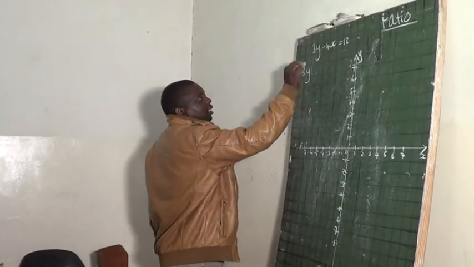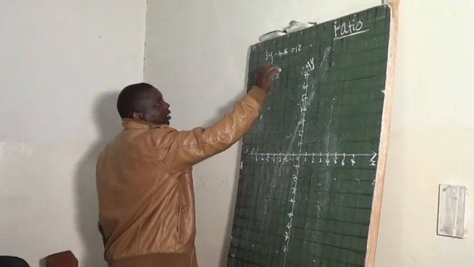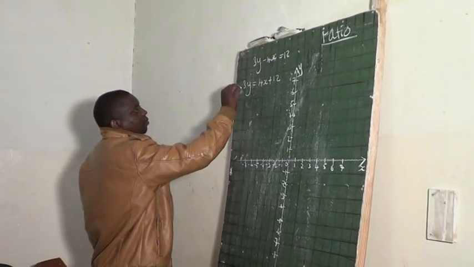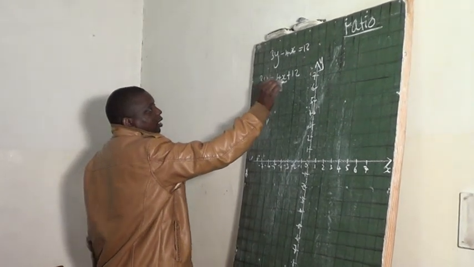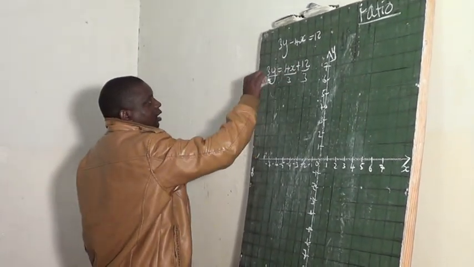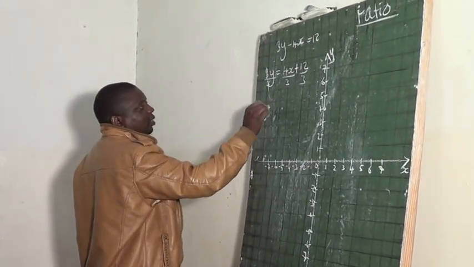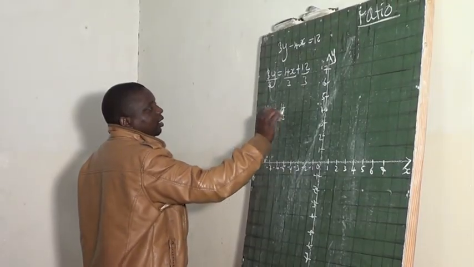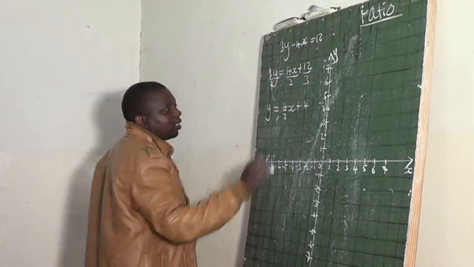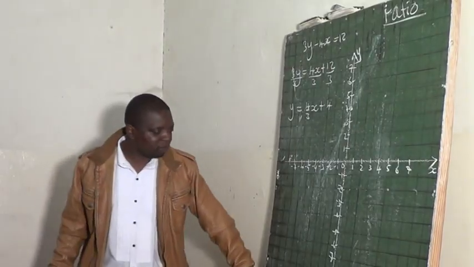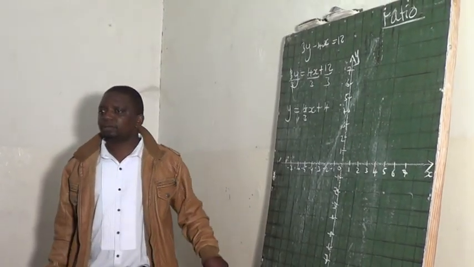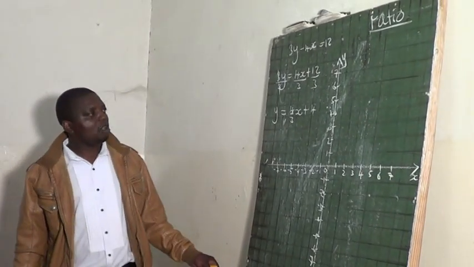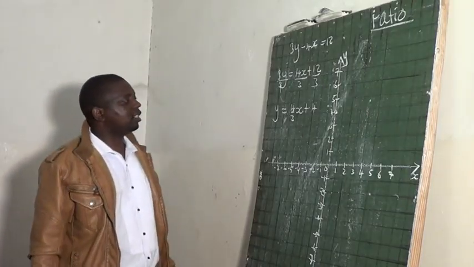So 3y is equal to 4x plus 12. We divide throughout by 3, so that 3 and 3 cancel off. We are left with y is equal to 4 over 3 x plus 4. Which means our y-intercept is 4.